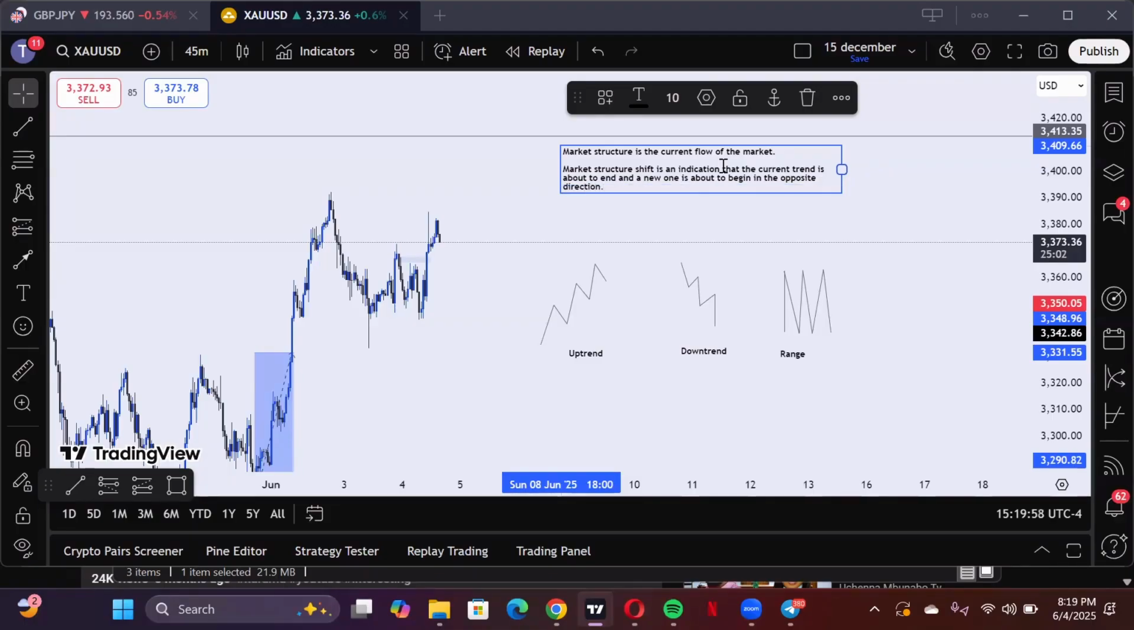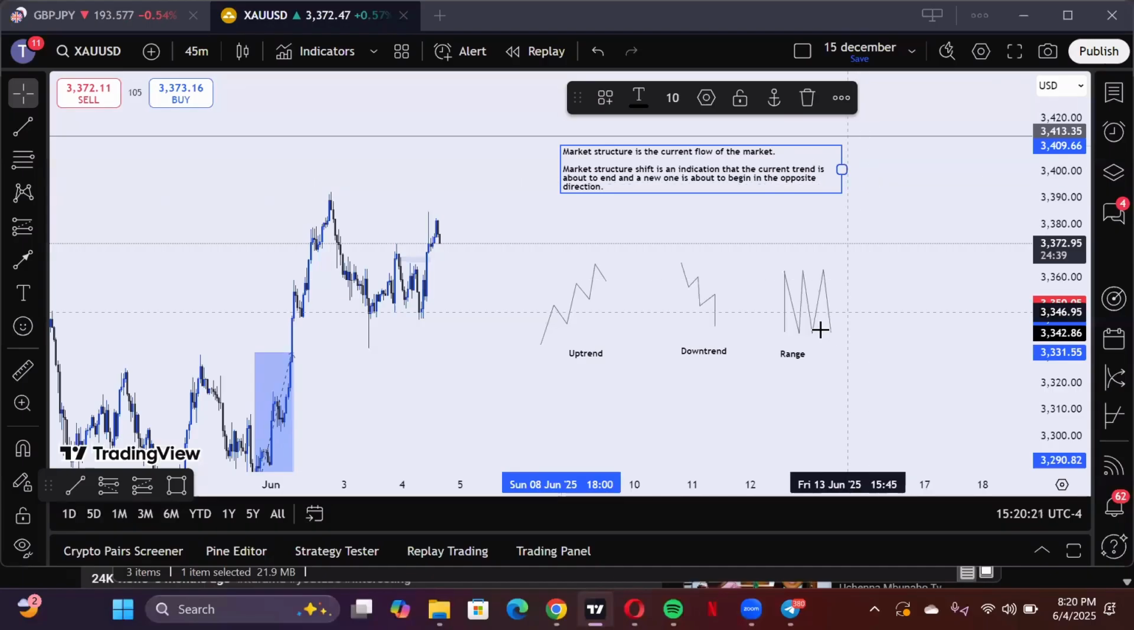That is what market structure shift is. So market structure shift is an indication that the current trend is about to end and a new one is about to begin in the opposite direction. So this is just a theoretical definition. When it comes to practicalizing it, what this means is that if market is on a particular trend, any deviation from the characteristics of that trend means that a market structure shift is occurring.